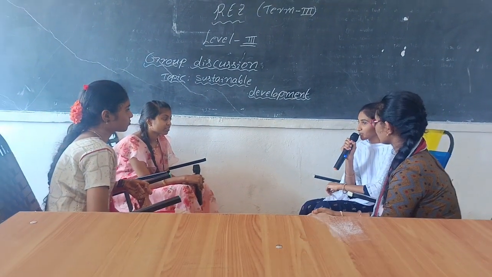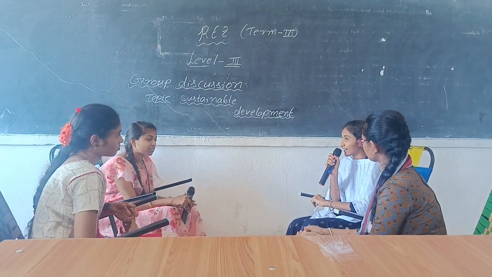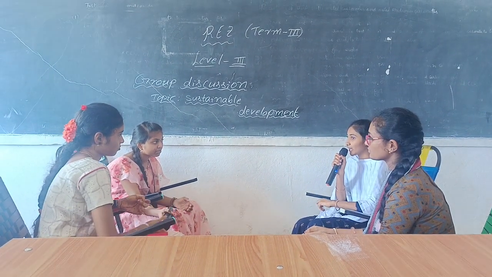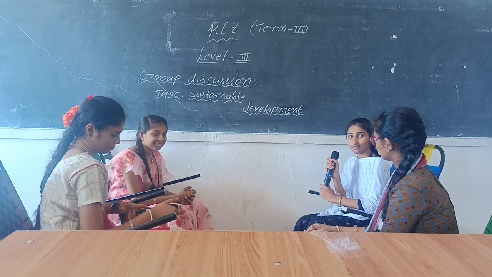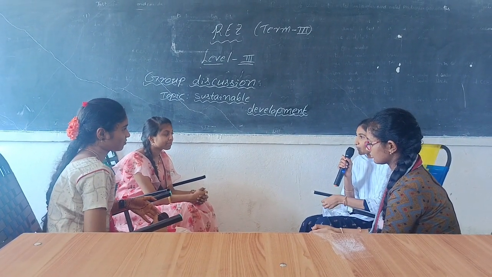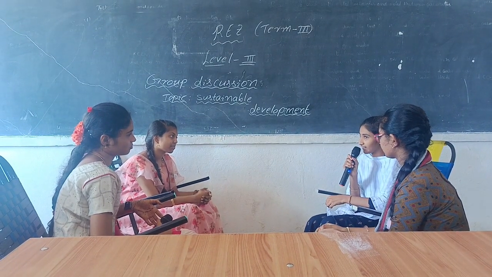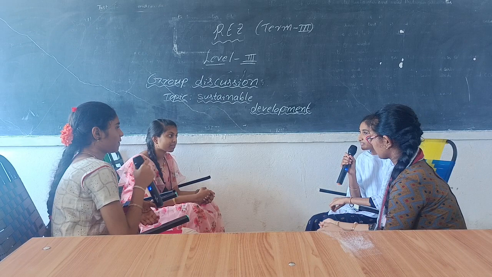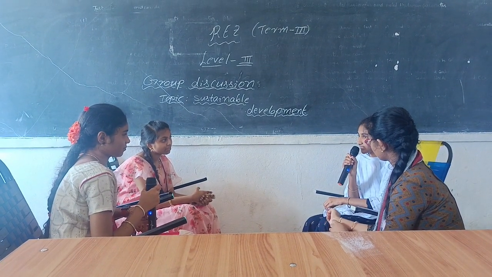Another thing is that sustainable development is very useful to our country. We can say that in 1992 India's poverty was 45%. After the sustainable development goals, this poverty has reduced to 21% in the 2011 census. By that we can say that sustainable development is very useful for our country.